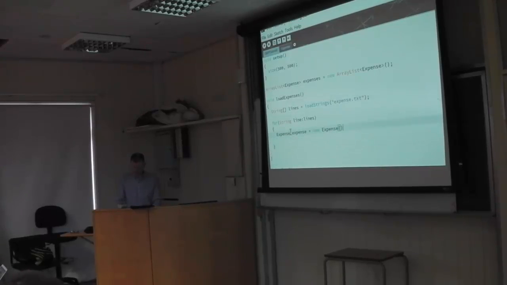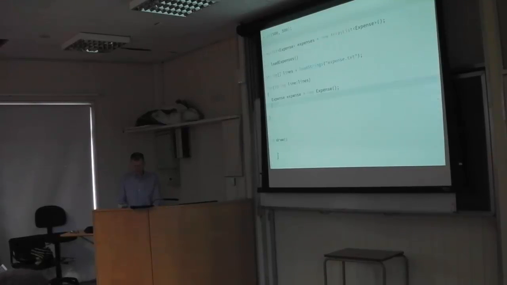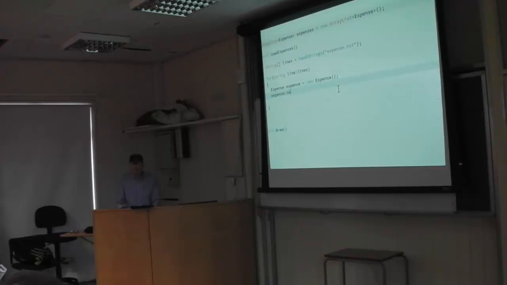slightly long-winded way first of all, and then afterwards we'll refactor this and I'll do it a slightly nicer way. So expense equals new expense. Is that the way you spell expense? Yeah, cool, okay. Expense dot name is going to be equal to the 0th element in that string array. So let's take that string and split it now on the tab character. What should we call this? Elements.